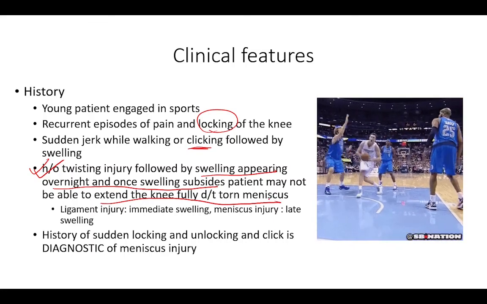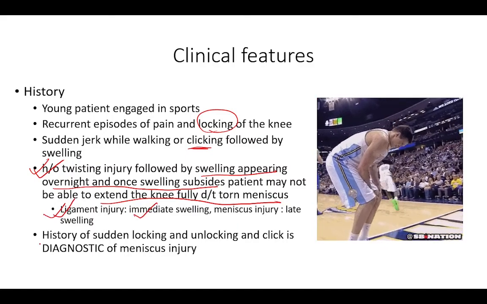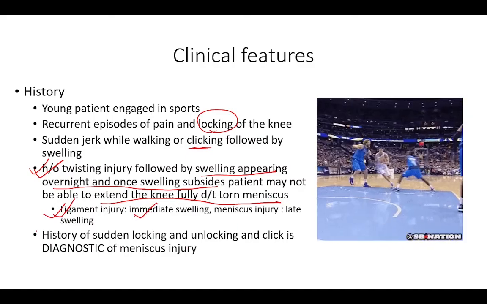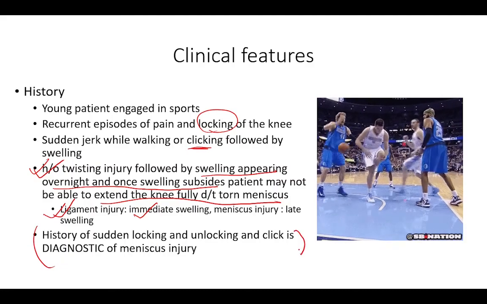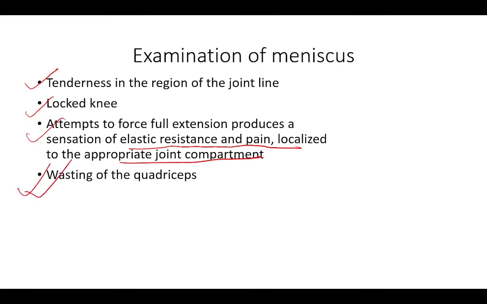Compared to this, whenever ligament injury occurs, there is immediate swelling. The history of sudden locking and unlocking with a click is diagnostic of a meniscal injury. On examination, we will find tenderness around the region of the joint line. Knee locking may be present, and attempts at forced extension may produce a sensation of elastic resistance and pain localized in the appropriate joint compartment. There may be associated wasting of the quadriceps as well.